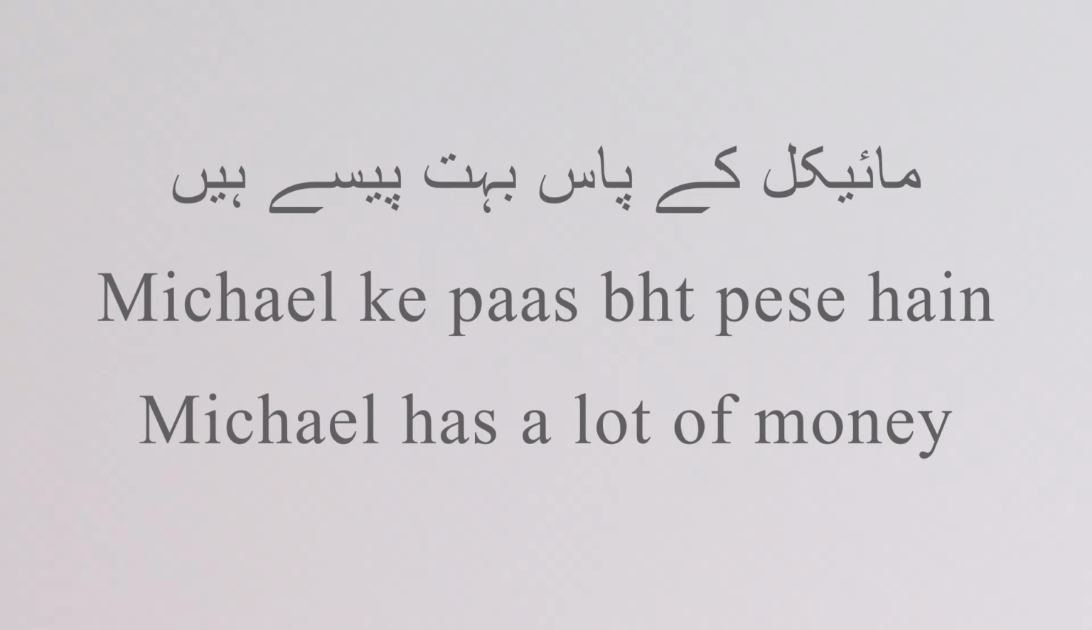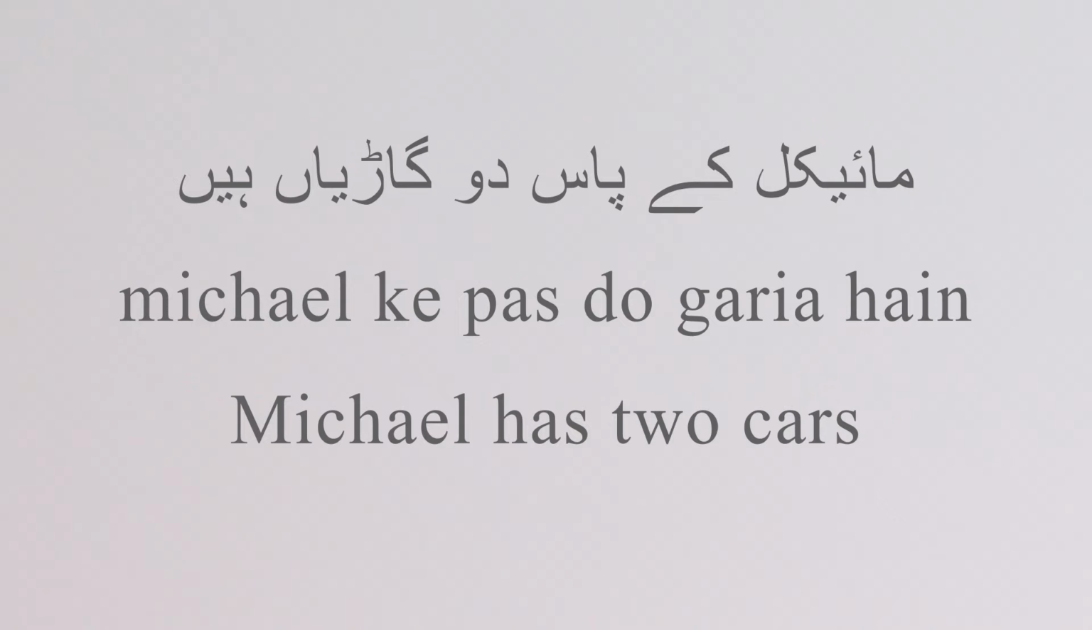Now let's look at a possession. It is a material object, a tangible thing. So for that you use के पास. Michael के पास बहुत पैसे हैं. Michael के पास एक साइकिल है. Michael has a cycle. Michael के पास दो गाड़ियाँ हैं. Michael has two cars.